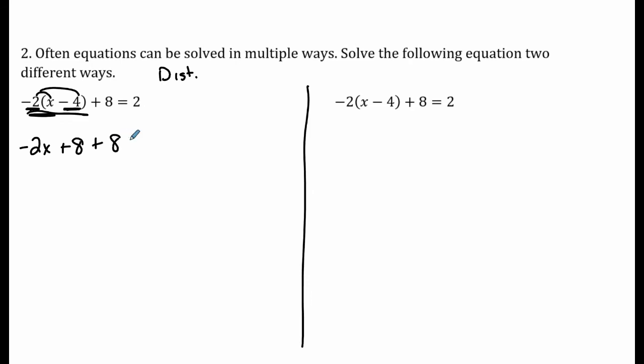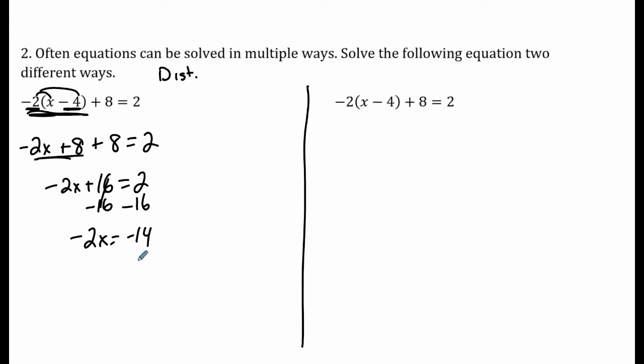Plus 8 equals 2. So that was my distribution there. Then I'm going to combine my like terms on the side. Well, how do I get x by itself? Well, it looks like I need to subtract 16. Negative 2x is equal to negative 14.